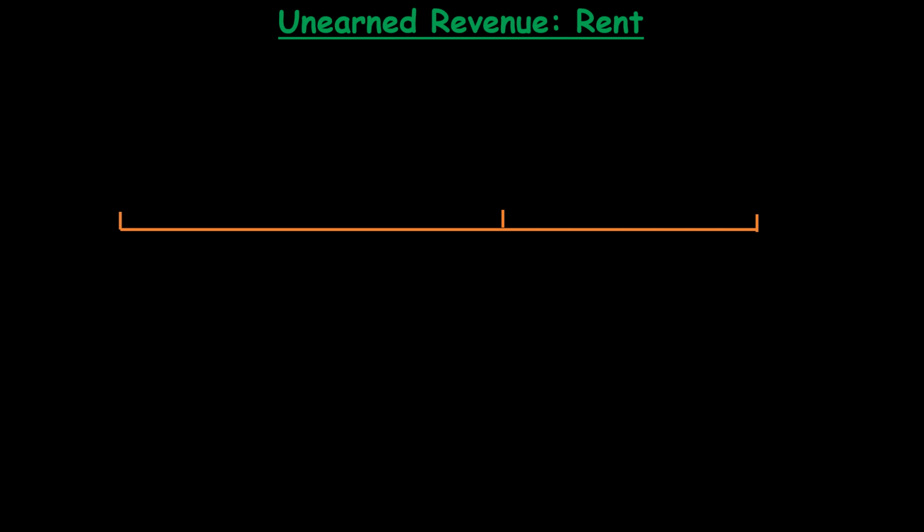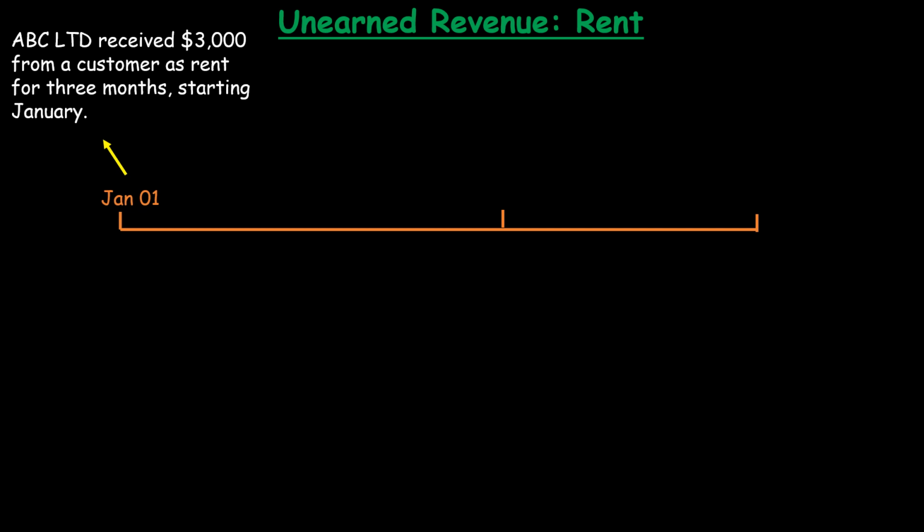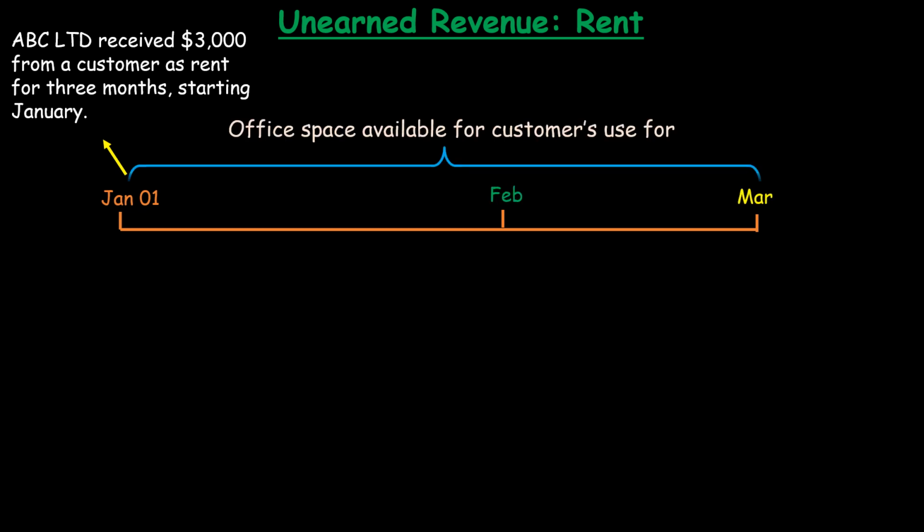Let's look at one more example that is about rent. So again, on January 1st, ABC Limited received $3,000 from a customer as rent for 3 months starting January. So the office space will be provided by ABC Limited to a customer for 3 months starting in January. So it will be provided in January, February, and March.